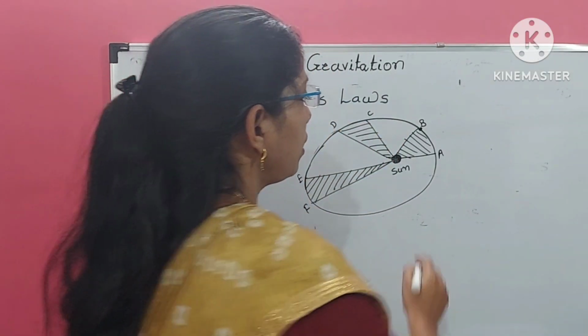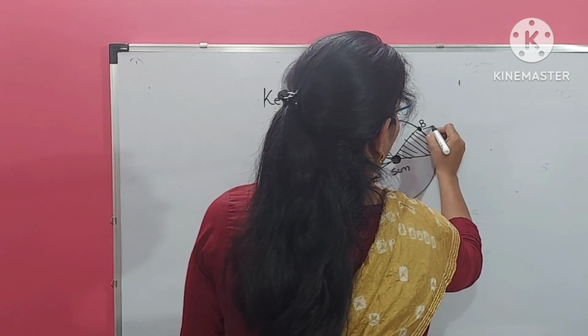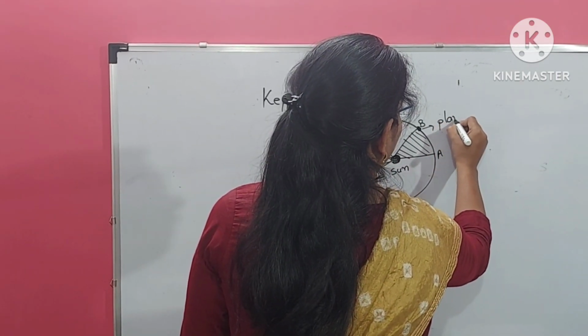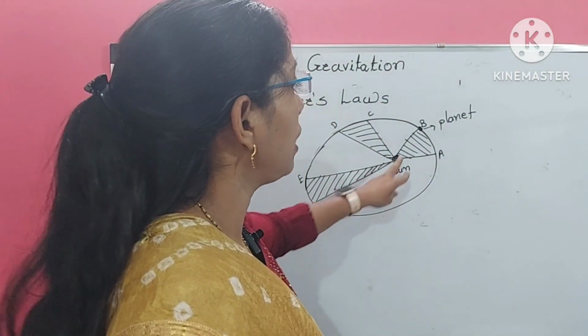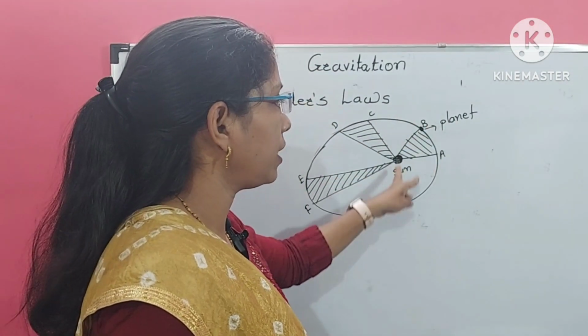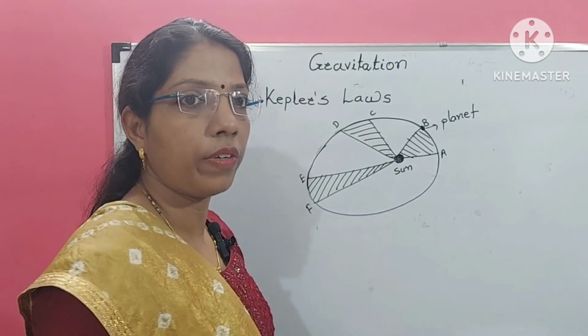The line joining the planet and the sun. So this is the planet, and the line joins the sun and the planet. So this line joining the planet and the sun sweeps equal area in equal intervals of time.